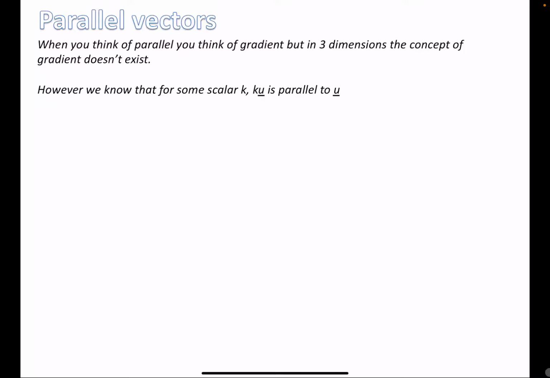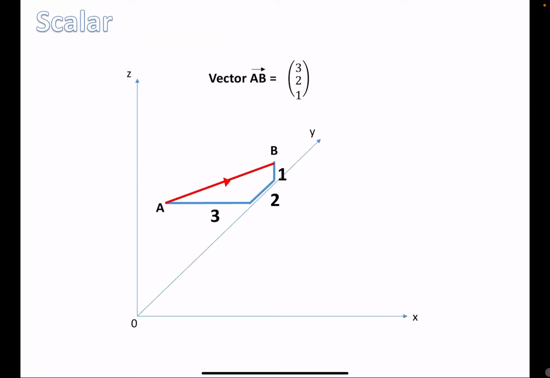So we know that for some scalar k, ku is parallel to u, okay? So that's what we looked at before. If we had the vector u, and we had the vector 3u, it's basically just 3 u's back to back. They're still parallel, okay? So that can help us prove, not that they've got the same gradient, but they're in line with each other. We're going to use that quite a lot in the topic that's coming up, okay?